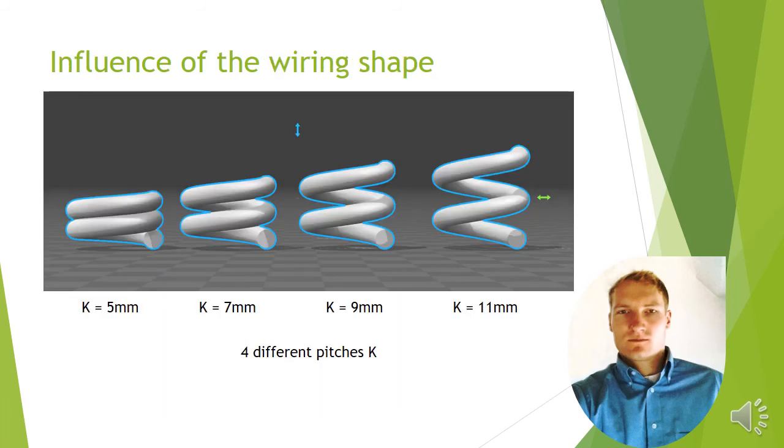Now with the formula I could calculate the required height for each coil so that the total length of the thread does not change with a varying k. And the interesting question is now if there is any influence of a varying k on the resistance of our thread.